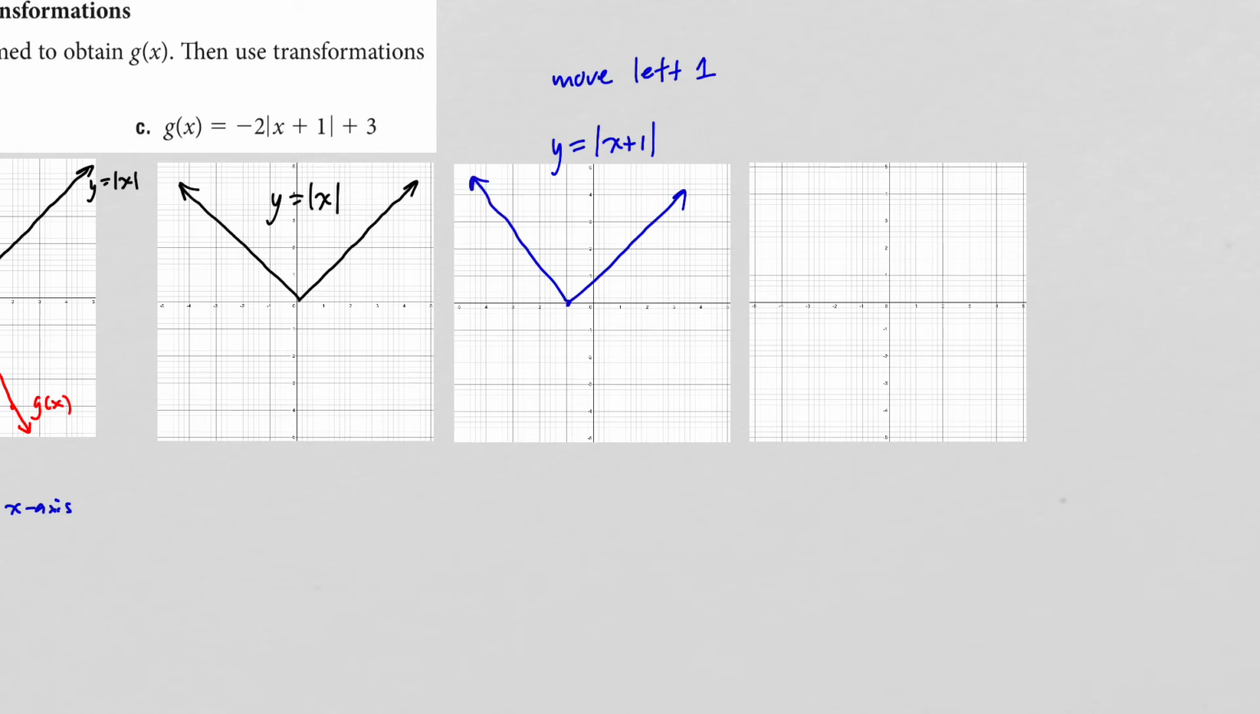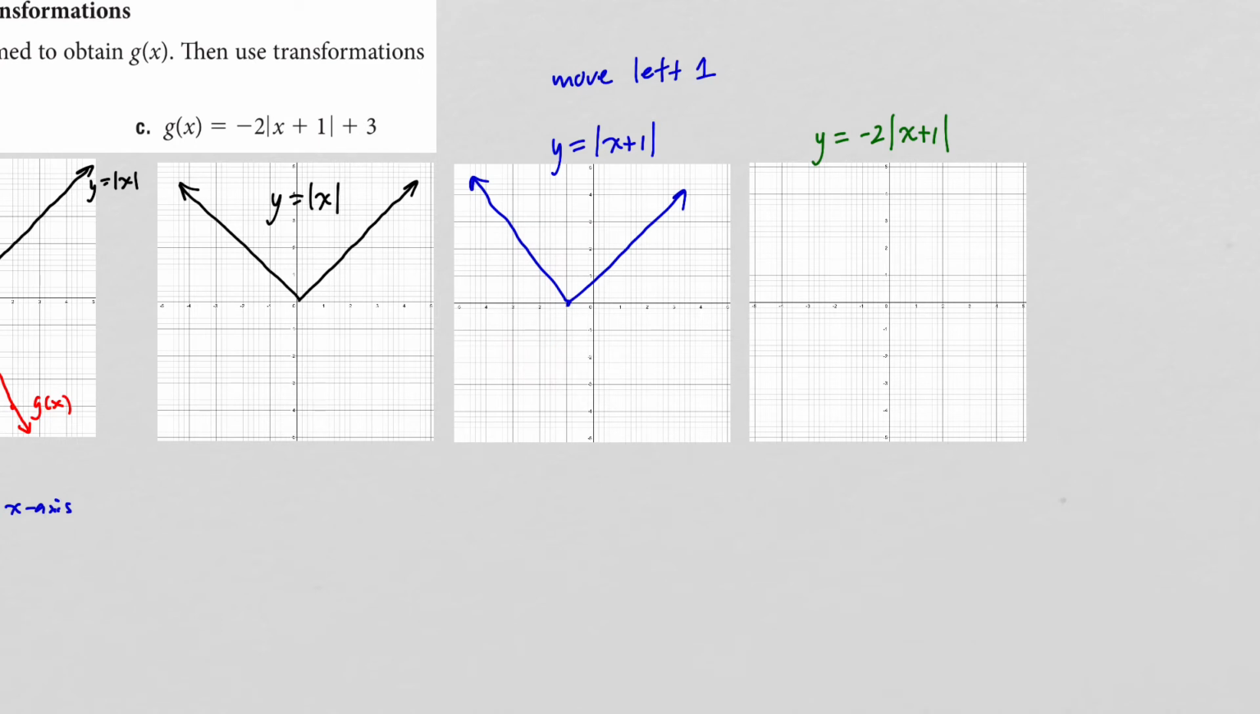Now what I'm going to do is take a look at the next thing that happens to this function. So we have the absolute value of x plus 1. Now what would happen if I took that graph and I multiplied it by negative 2? So the next graph I'm going to look at is y equals negative 2 times the absolute value of x plus 1. What that does is it takes the absolute value of x plus 1 graph and it makes it twice as tall, and then it also flips it over the x-axis.